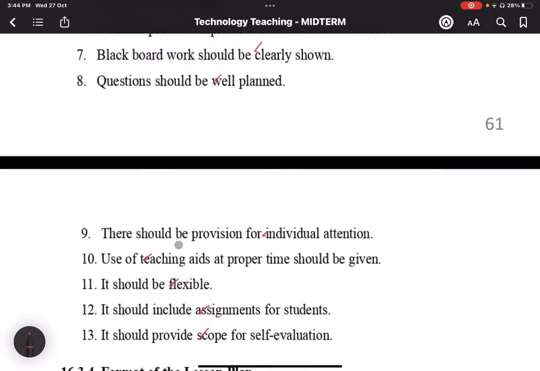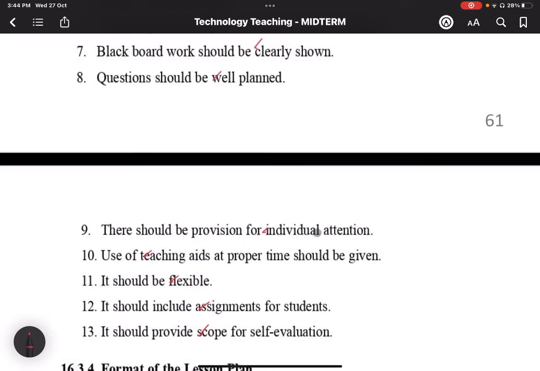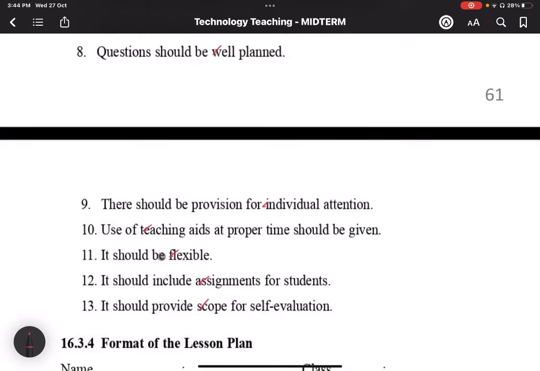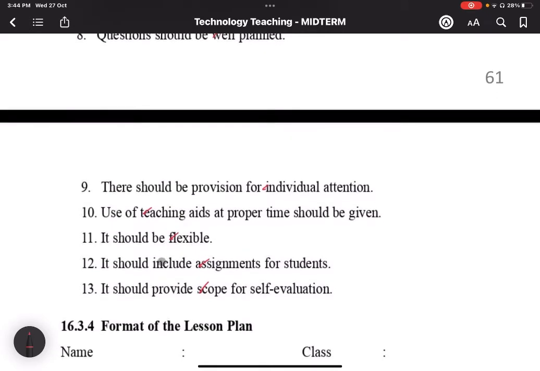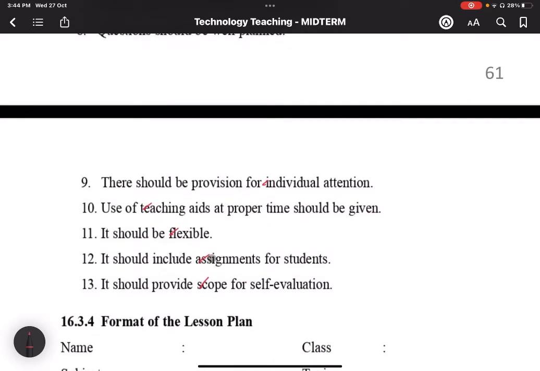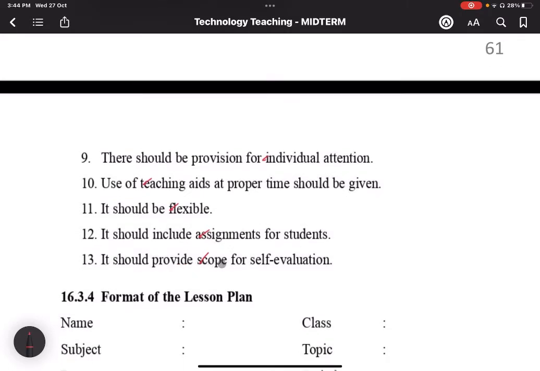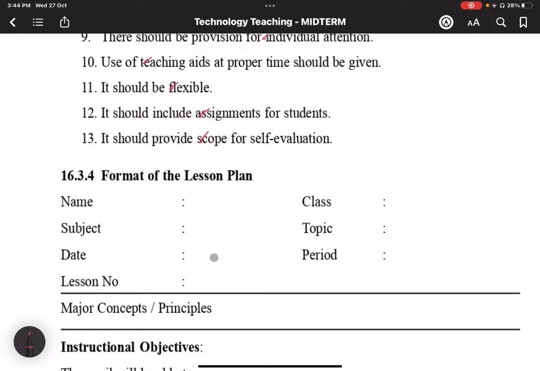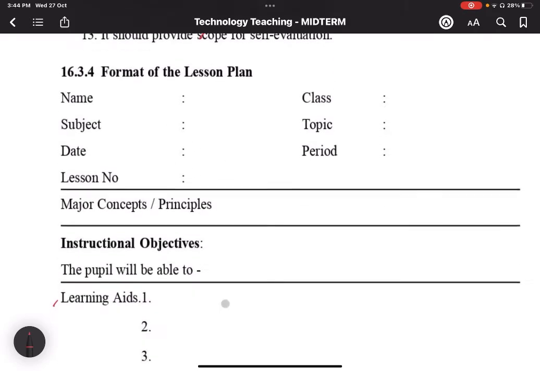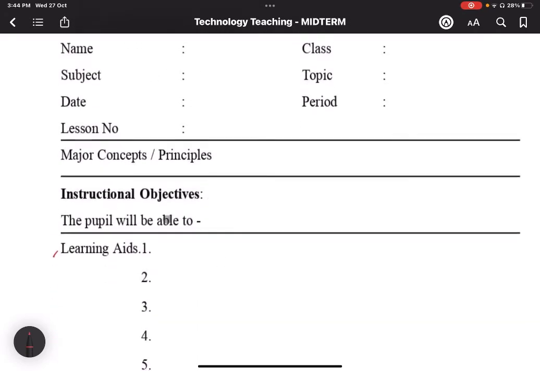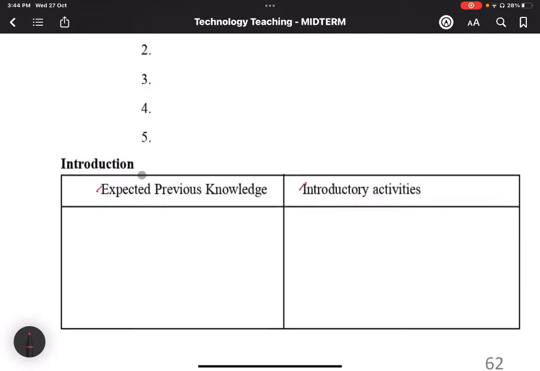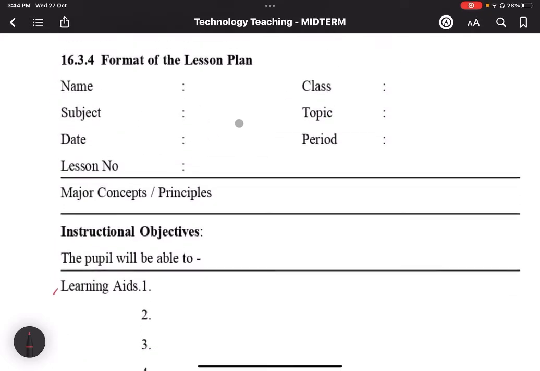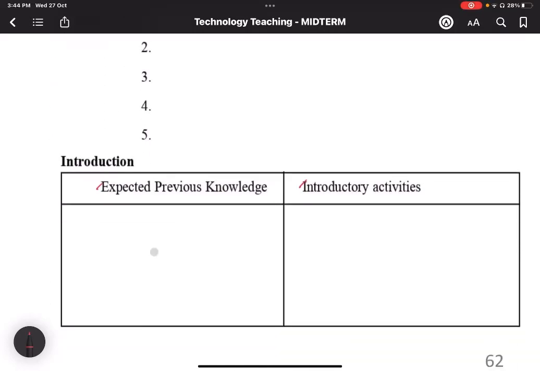There should be provision for individual attention. Use of teaching aids or visual aids should be flexible. It should include assignments for students and it should provide scope for self-evaluation. So ito na yung ating format ng lesson plan. Okay? So hindi ko nababasahin isa-isa yan. Alamin nyo na lang kung paano yung relationship nila, okay, ng bawat part.